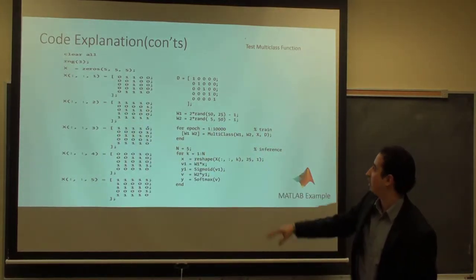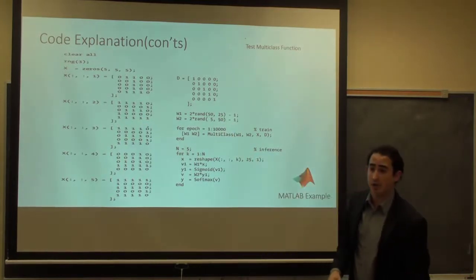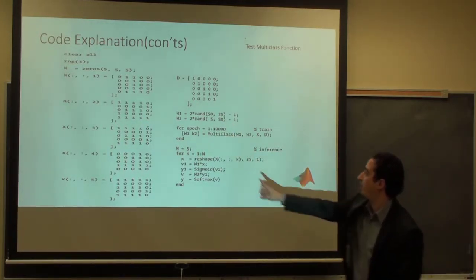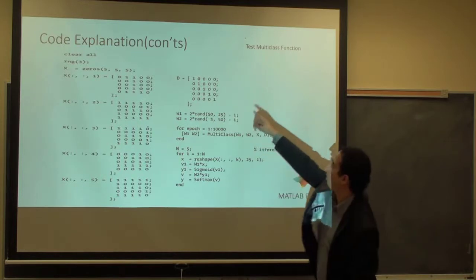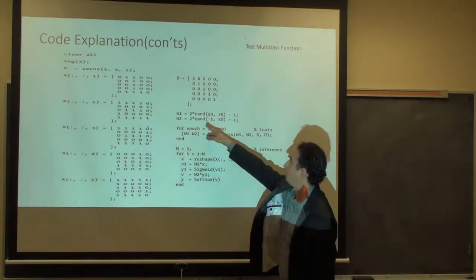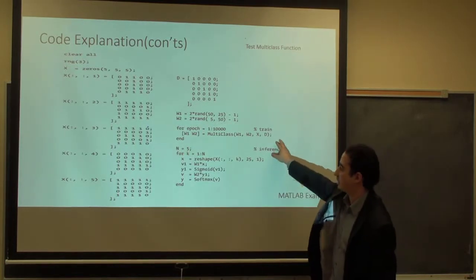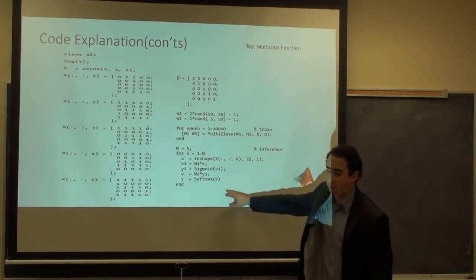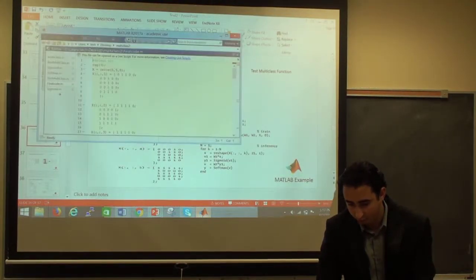That's our input. The D is our output, like we said. That's what we want: the first one on and the rest off. We set the weights as random. Then we trained the system, and then we applied the sigmoid function and the softmax function. Let's go ahead and run our code for the first one.